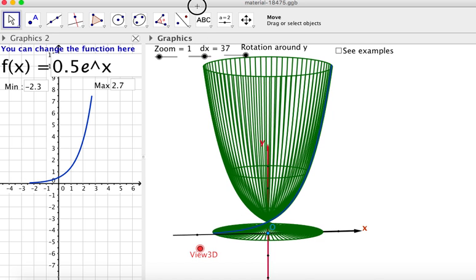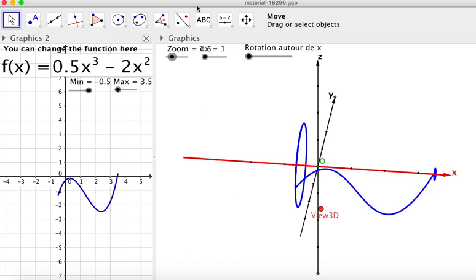Now I want to point your attention to another idea. This time we don't just rotate it around the y-axis. We could also rotate it around the x-axis. So here I have another function, 0.5 x cubed minus 2x squared, and I'm going to rotate it this time around the x-axis. So imagine spinning this around this horizontal line right here.